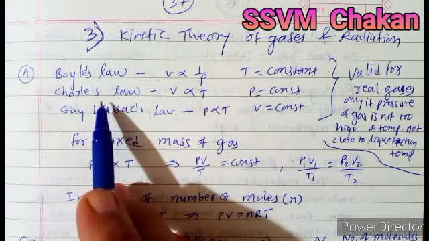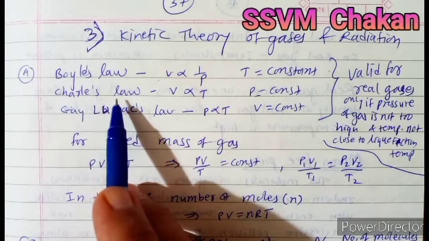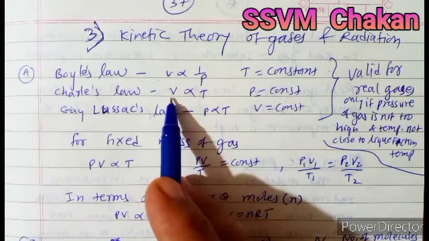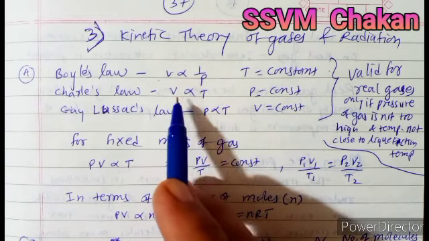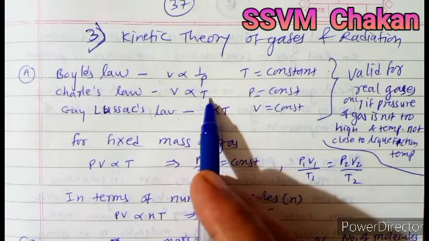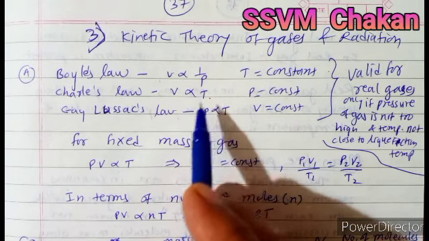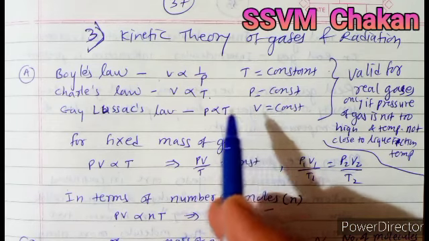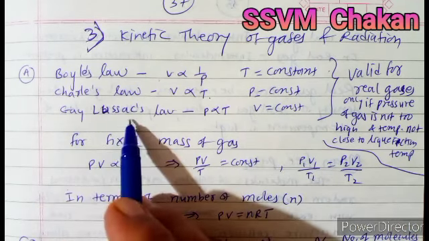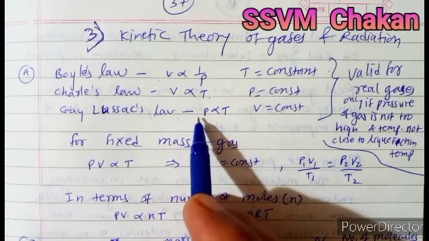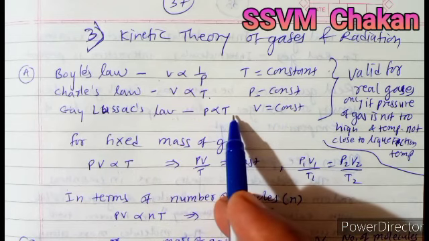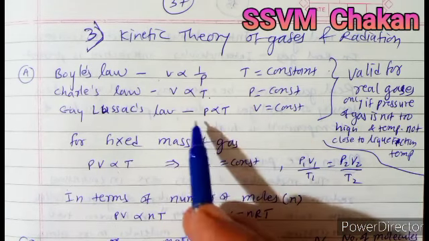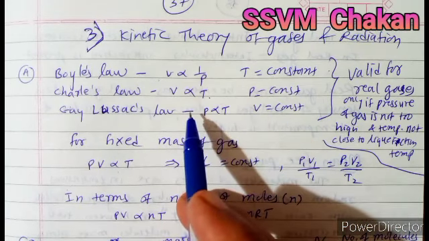The second law, which you have also studied in chemistry, is known as Charles' law. When the pressure is constant, the volume of a gas is directly proportional to the temperature. And the third law, by keeping the volume constant, is known as Gay-Lussac's law: pressure is proportional to the temperature of a gas. All three laws are applicable to gases.